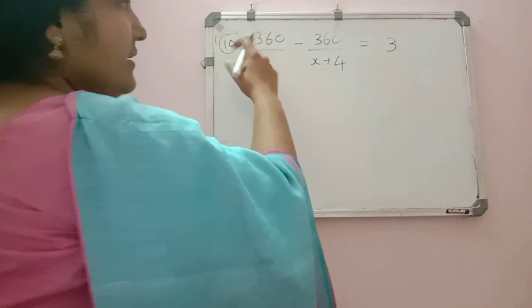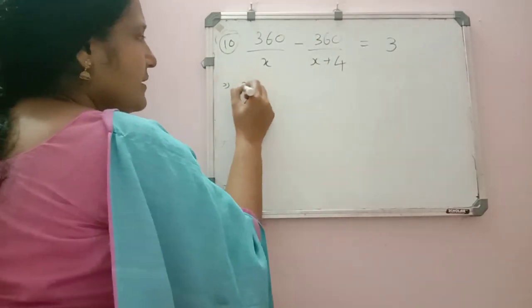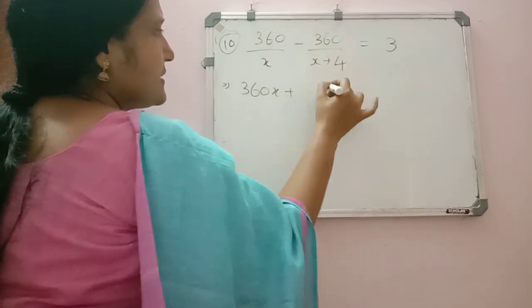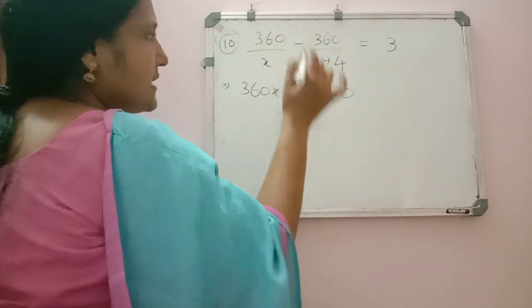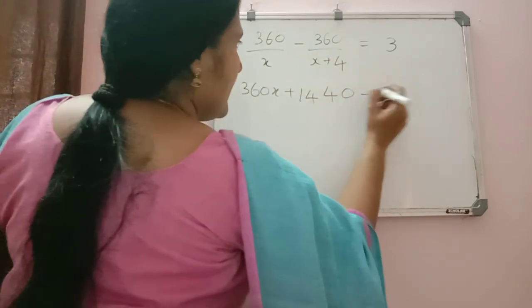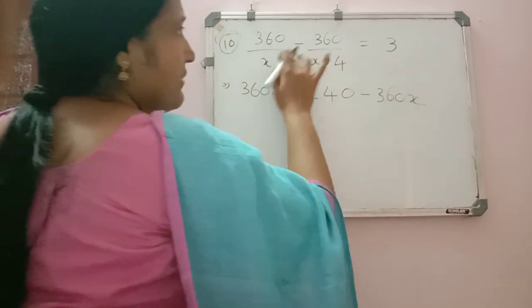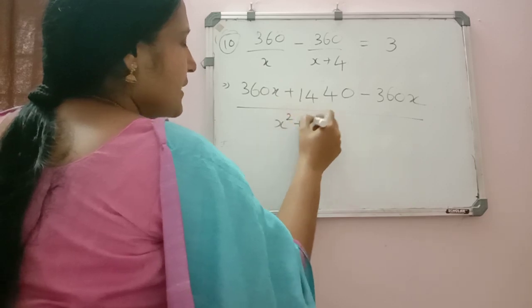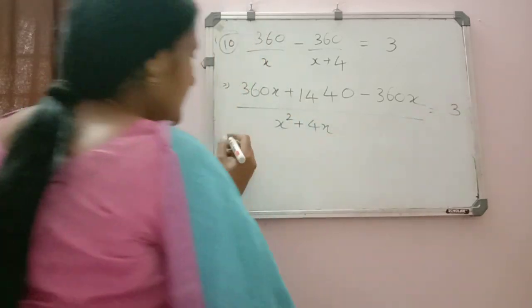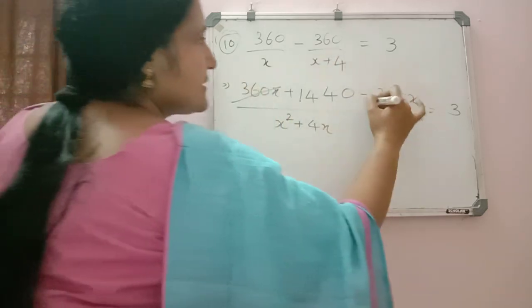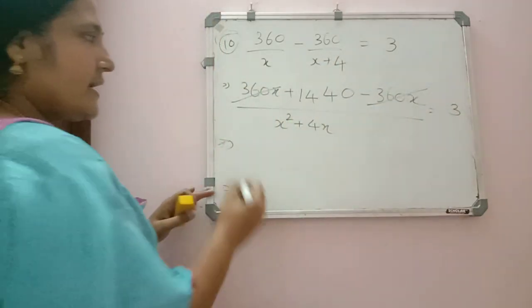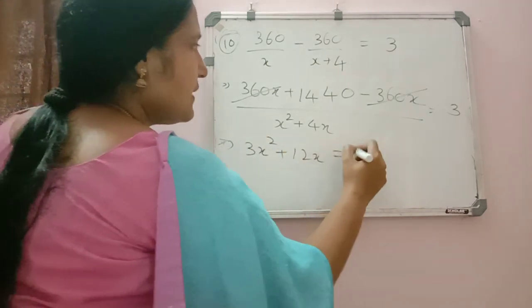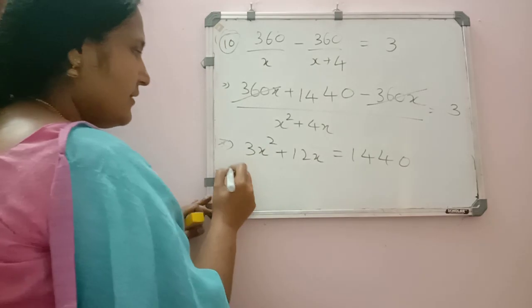So again we will simplify it, doing the cross multiplication. 360x plus 360 into 4, 4 6s are 24, carry over 2, 4 3s are 12, plus 2, 14, minus 360x. Only one term was there, that's why I haven't written the bracket, by x square plus 4x is equal to 3. 360x and minus 360x will get cancelled. Here we are going to do the cross multiplication. 3x square plus 12x is equal to 1440.